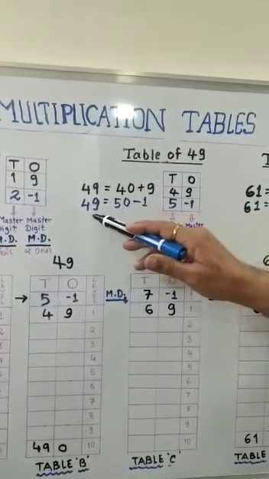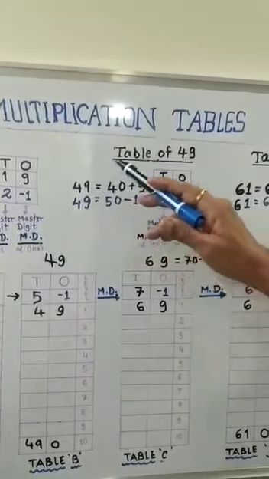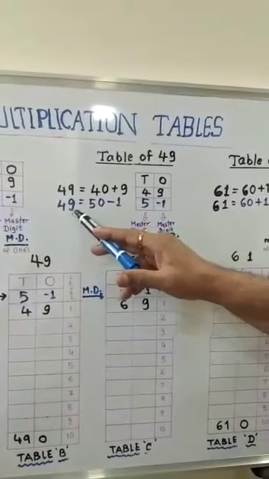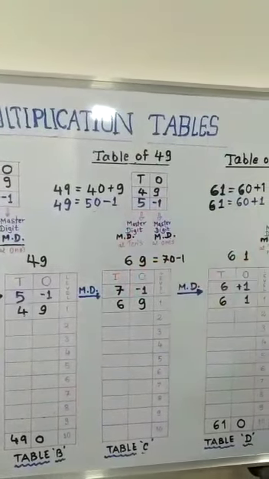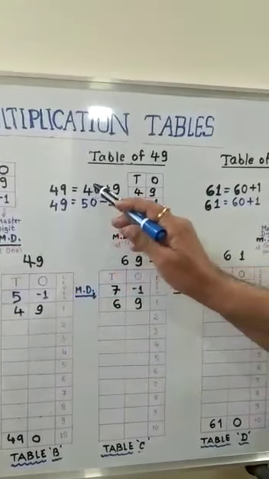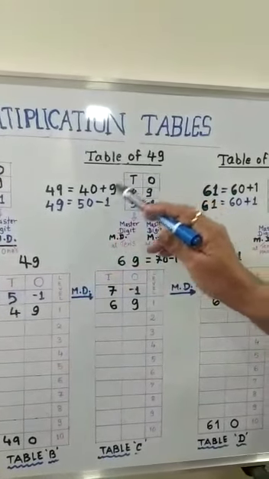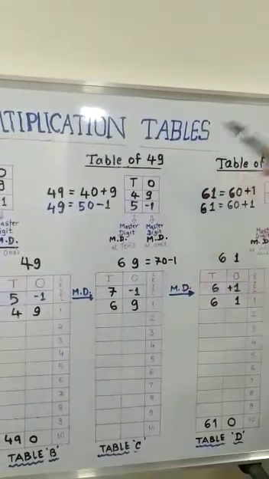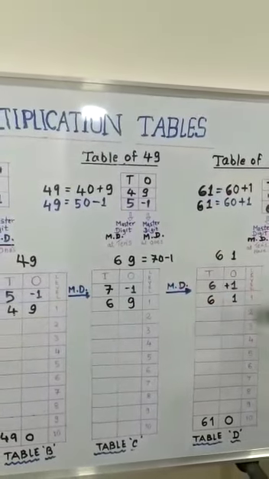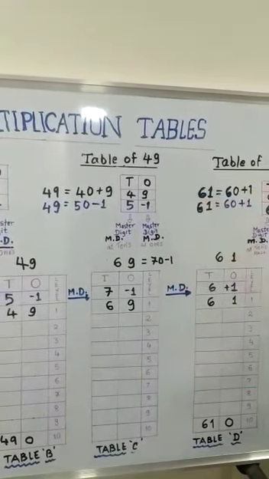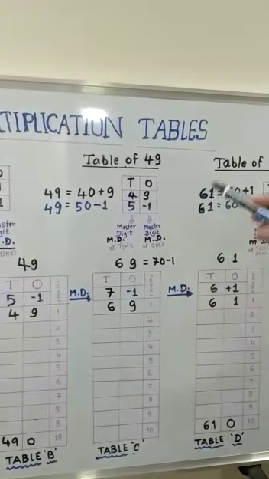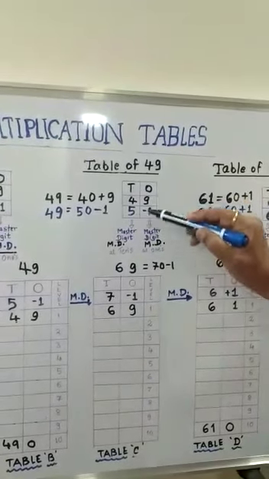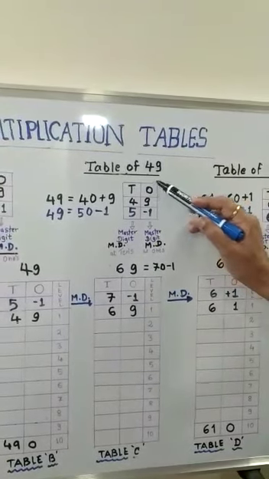But 49 is nearer to 50 rather than 40. So we can write 49 equal to 50 minus 1. So for 50 we put 5 in the tens place and minus 1 in the ones place. These 5 and minus 1 are called the master digits. So 5 is the master digit at the tens place and minus 1 is the master digit at the ones place.